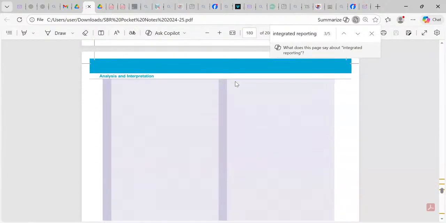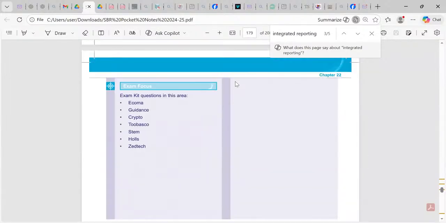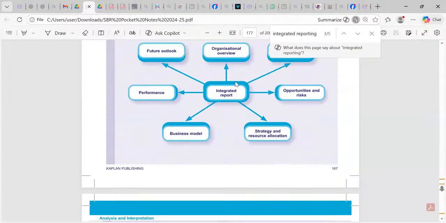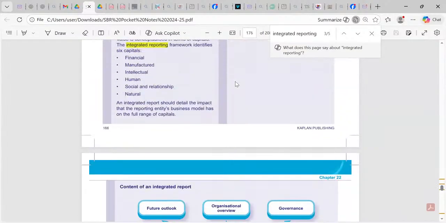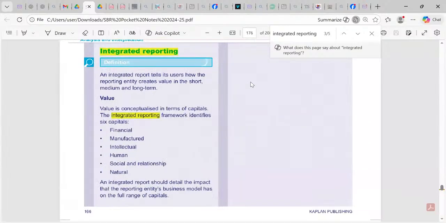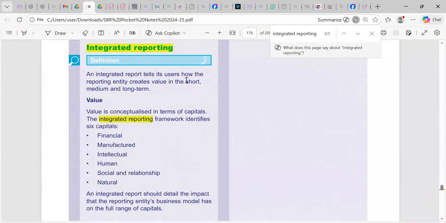Integrated reports. We just come here and I'll be able to share with you this book if you are in the paid group of RCM, because we also need you to pay RCM. So this is really a highly summarized book which has got AFRA notes. So an integrated report, you can see here, tells its users how the reporting entity creates value in the short, medium, and long term.